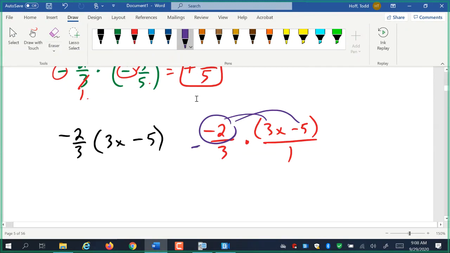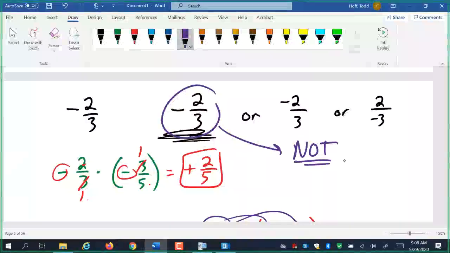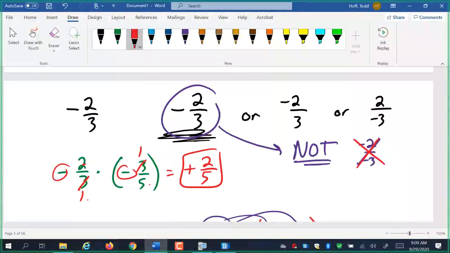The key is negative 2/3 cannot be negative 2 over negative 3. Because a negative divided by a negative is a positive. That does not equal negative 2/3. So be careful not to do that. A negative fraction, either the numerator is negative or the denominator is negative, but not both.